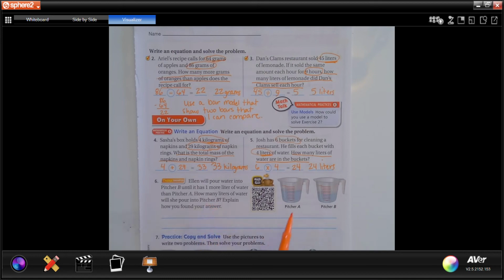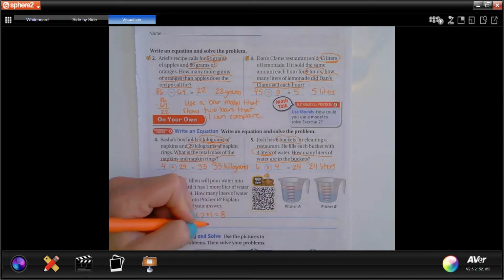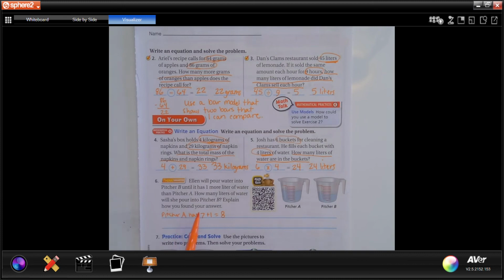Well, we know that Ellen has 7 liters of water. So pitcher A has 7 liters of water. Okay, then we know that to find pitcher B, we're going to add 1 more liter of water. So plus 1 equals 8. So then we have 8 liters of water. Well, then we need to find how many liters of water she will pour into pitcher B altogether.